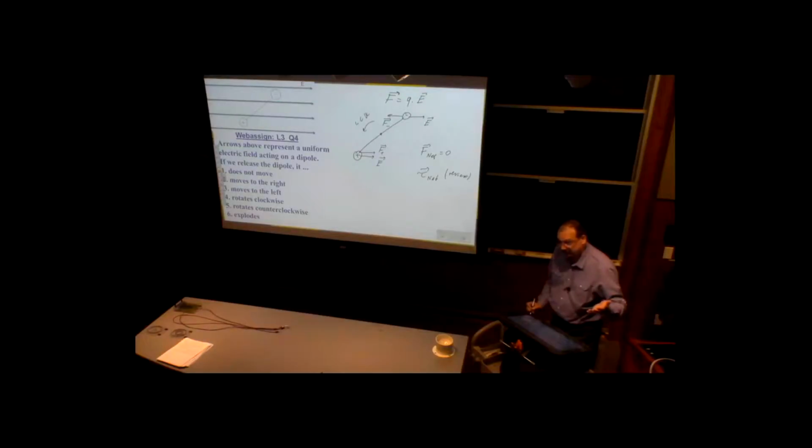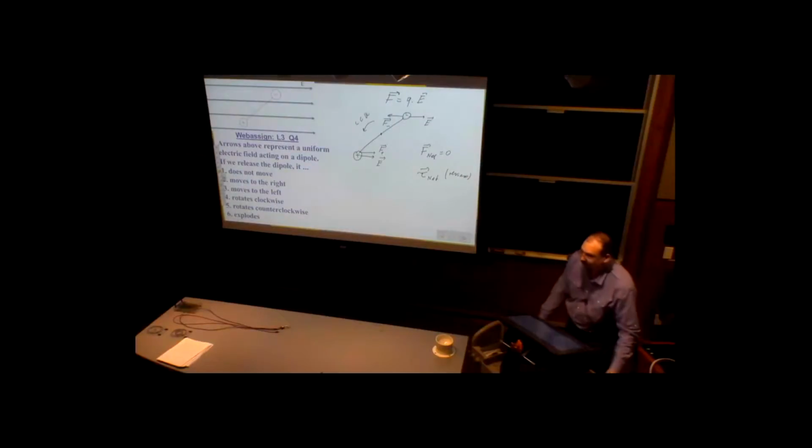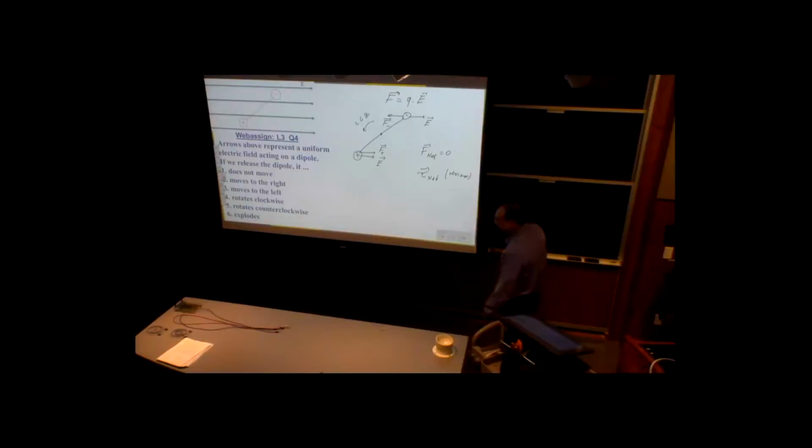Yes? I thought that if you had a positive charge, it would move away. I was thinking the arrows, my vectors, the other side. What can I say? You thought wrong.